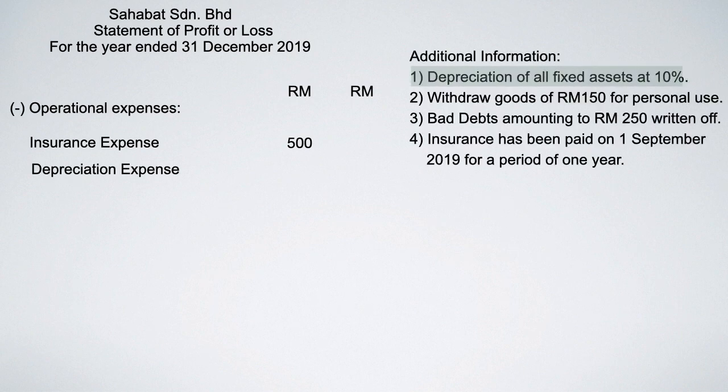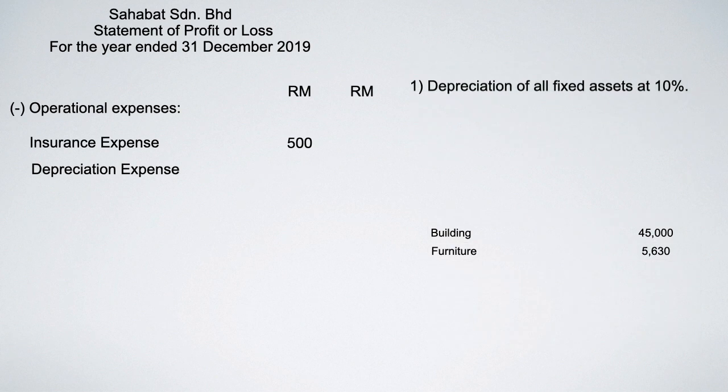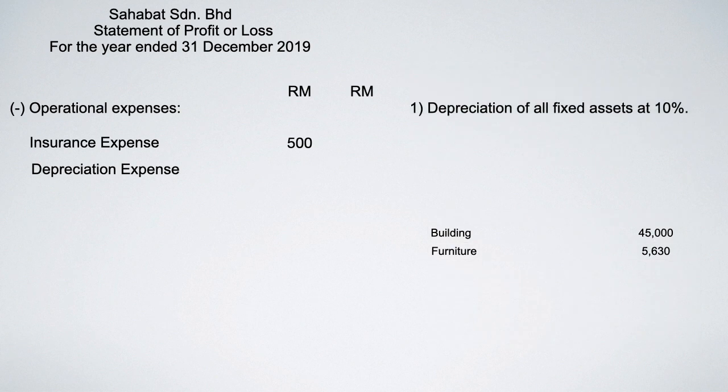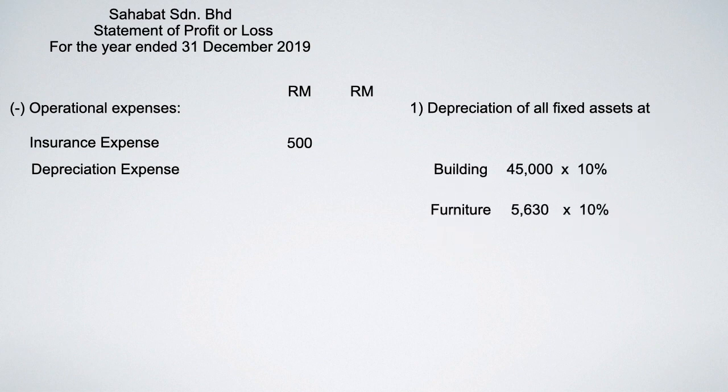Macam mana tu? Sekarang baru kita nak kira ni. Tadi kita belum kira. Okay. Depreciation expense for all fixed asset. Okay, sekarang kita tengok fixed asset kita. Kita ada building and furniture. So for building and furniture, kita darab dengan 10% given the questions. So you will have 4,500 and 563. So the total for this one kita akan masukkan dalam income statement.